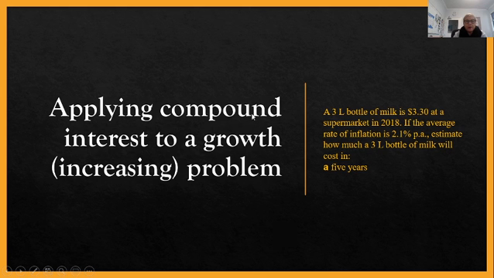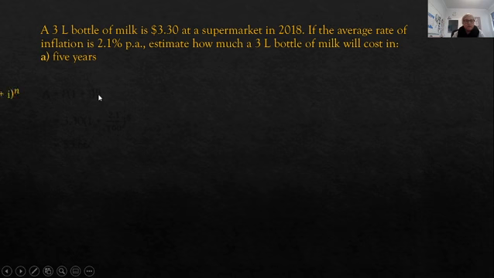All right, so if we apply the compound interest to a growth or increasing problem, let's look at one. A 3-liter bottle of milk is $3.30 at a supermarket in 2018. If the average rate of inflation is 2.1% per annum, which is per year, estimate how much that bottle will cost in 5 years. So there's the question there, and we put in our formula.